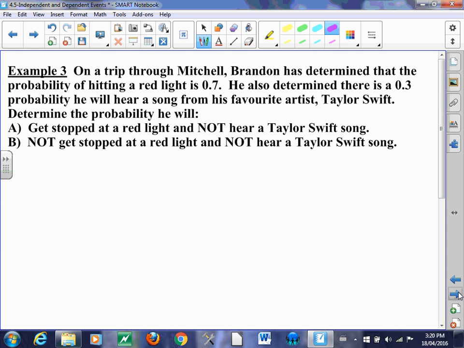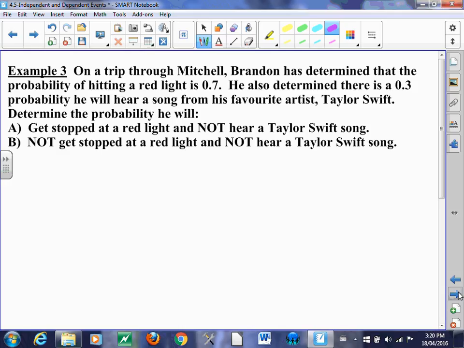Example 3. On a trip through Mitchell, Brandon has determined that the probability of hitting a red light is 0.7. Don't know if you've been to Seaforth lately, but the lights have been really slow there. He has also determined that there is a 0.3 probability that he will hear his favorite artist, Taylor Swift. Determine the probability he will A, get stopped at a red light and not hear a Taylor Swift song, or B, not get stopped at a red light and not hear a Taylor Swift song.